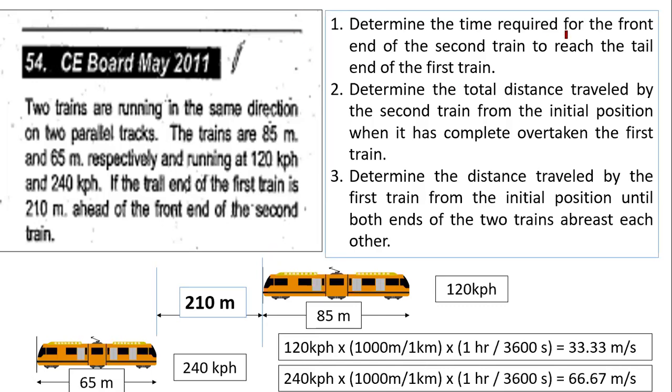Okay. First question. Determine the time required for the front end of the second train to reach the tail end of the first train. Okay. Then the other one, determine the total distance traveled by the second train from the initial position when it has completely overtaken the first train. Then number 3, determine the distance traveled by the first train from the initial position until both ends of the two trains are abreast each other. Both ends abreast, meaning they're just on the same level.